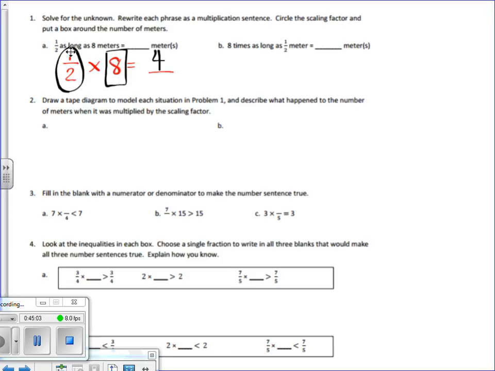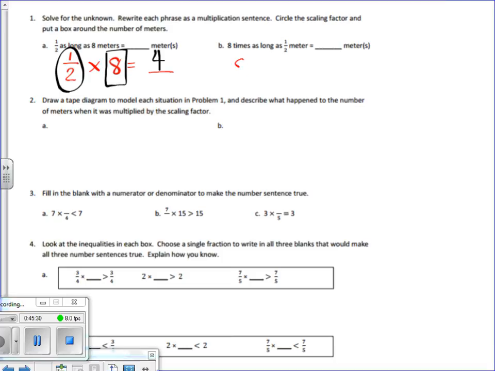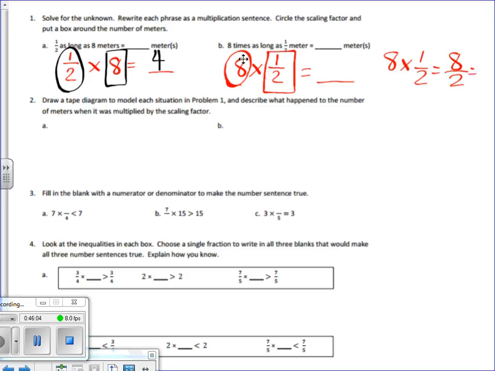Now I want you to look at this one. This one's a little bit different. 8 times as long as 1/2 meter. Can you write a multiplication sentence for that? Try to do that one on your own. So, 8 times as long as 1/2 meter should look like 8 times 1/2. My scaling factor this time is 8, and then it's squared around 1/2. And if I multiply this one out, it's 8 times 1/2, which is 8 over 2. You get 4 again.